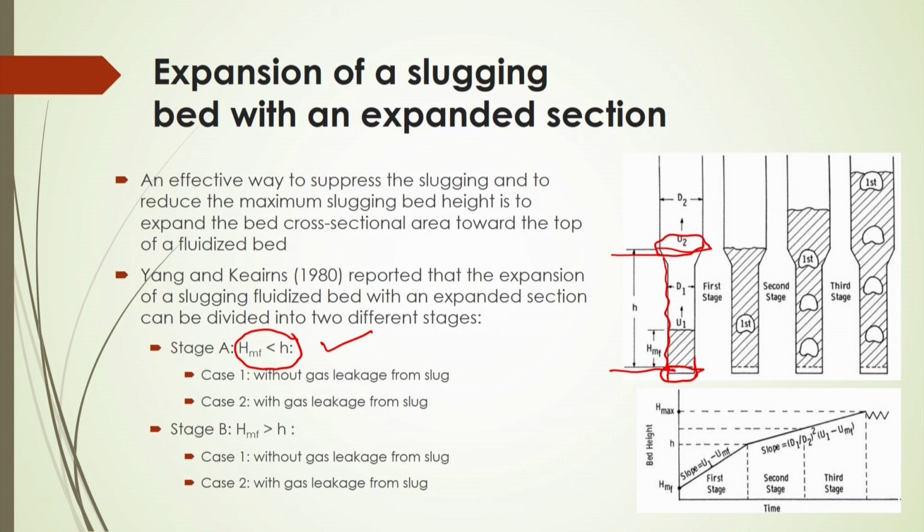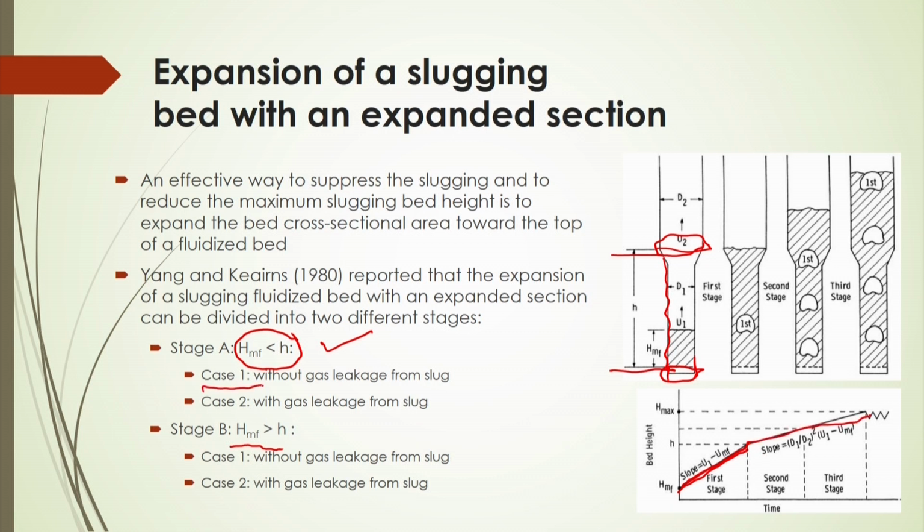the lower cross-sectional portion of the bed. And in case 2, if HMF is greater than H, then what will happen? The bed height, generally you will see, if HMF, that means in the first stage, the slope will be steeper than in the second stage here.